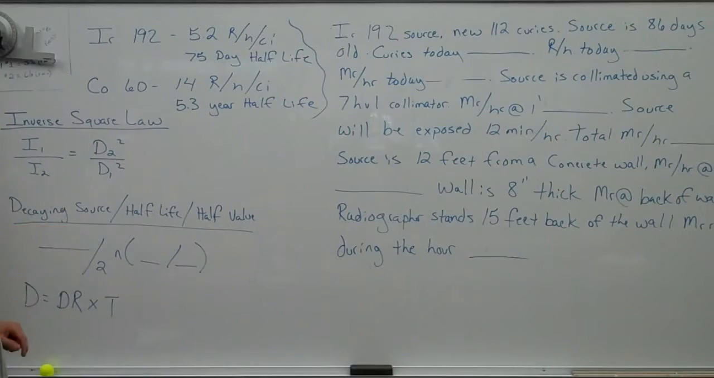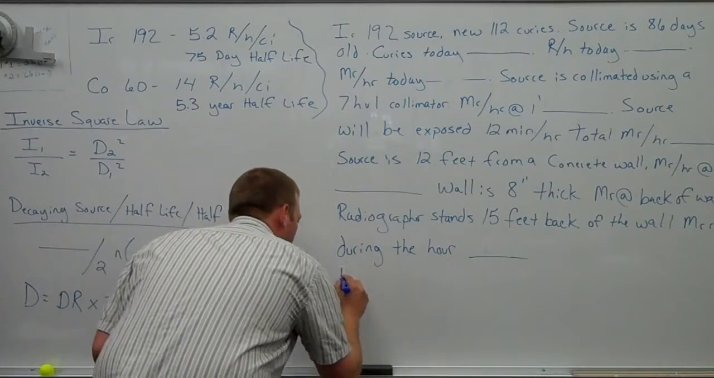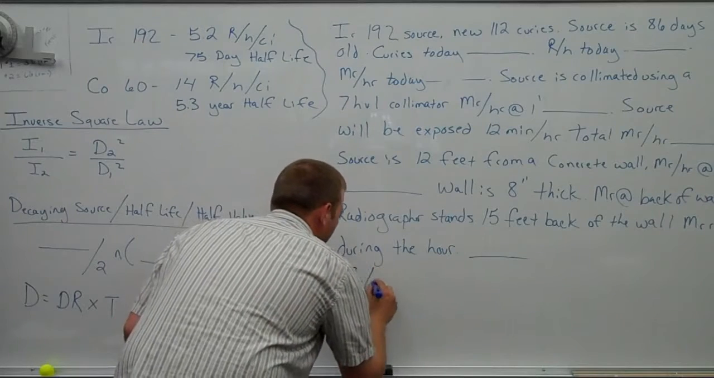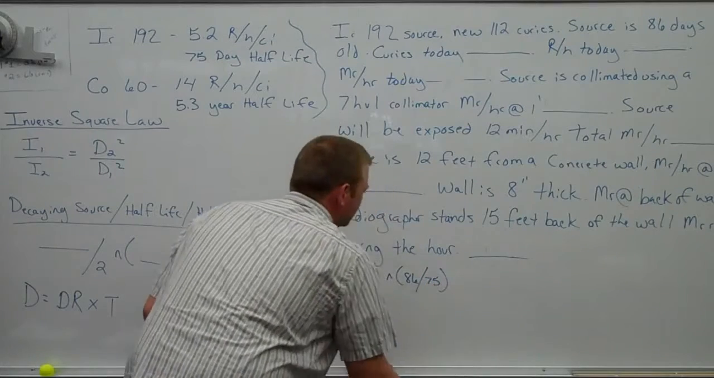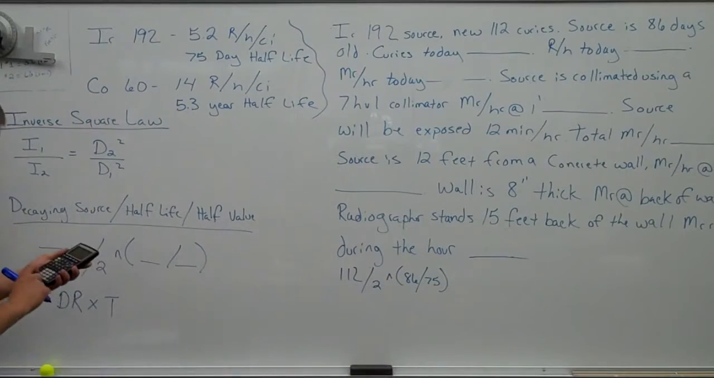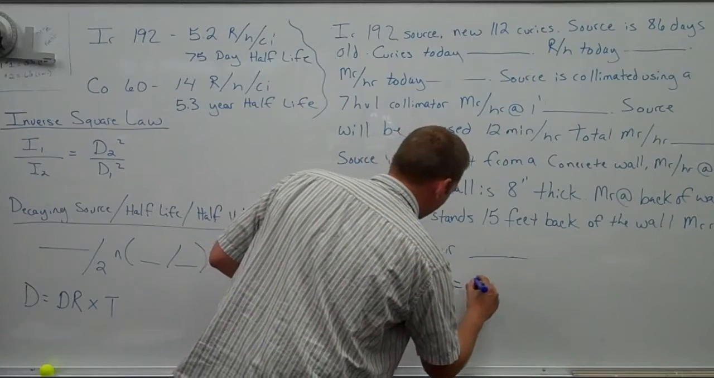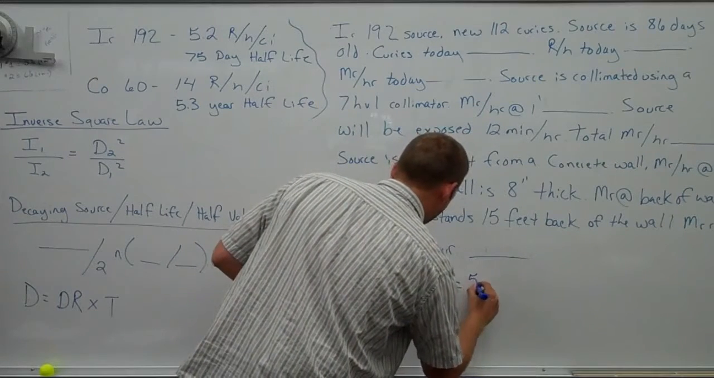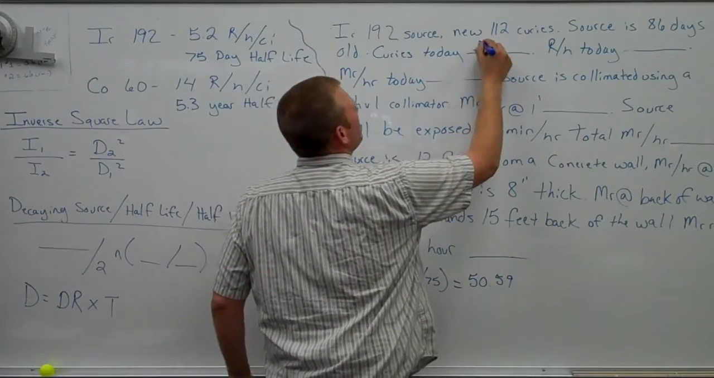Okay, decaying source or half-life here, we're just going to do this step by step. So I'm going to write it out here kind of as we would. 112 curies, we want to divide that by 2 for half-life. We know it's 86 days old, and 75 days is the half-life for iridium. So, stand back here so you can see the problem. 112 divided by 2 to the power of 86 days divided by 75. That tells us that we have roughly 50.59 curies today.